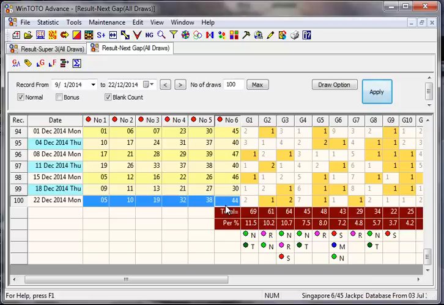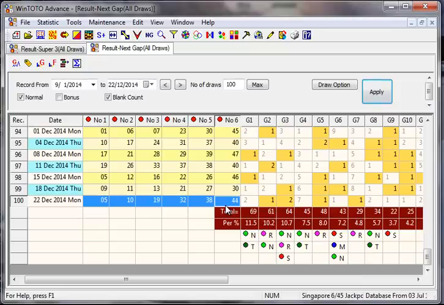Please take note that for this coming draw, I think we could expect what we call repeated numbers. The repeated numbers will be 5, 10, 19, 32, 38, 44. So we should expect at least one number or two numbers coming from these 6 numbers here. Please take note.